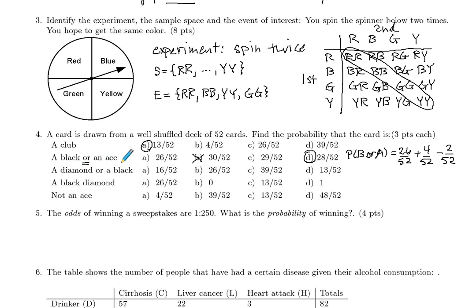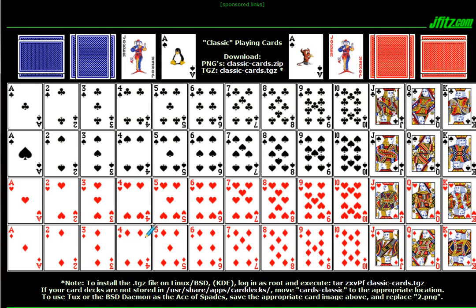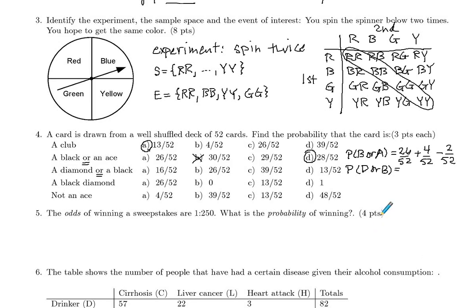A diamond or a black. Okay, so again, this is addition rule, so we want to know the probability that it's a diamond, let's call that event D, or it's black. Okay, well, we do probability diamond plus probability black, subtract out the overlap. So diamonds, there are 13 diamonds, and then black cards, there's 26 black cards. But then notice there's no overlap between the black cards and this row of diamonds. So those are disjoint sets. They're separate from each other. So this is addition rule for disjoint sets.